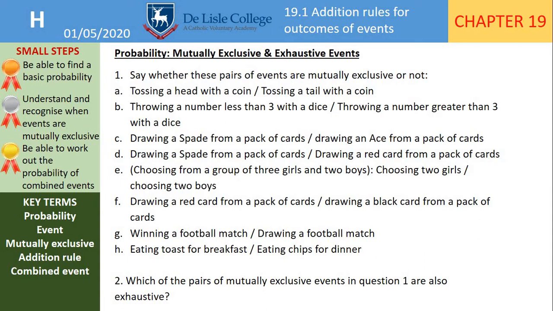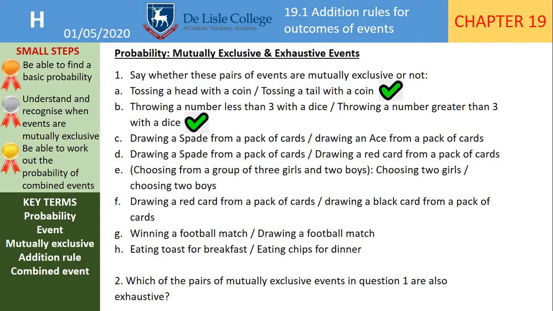So for part A, tossing a head with a coin and tossing a tail with a coin. Well, yes, these are mutually exclusive because they cannot happen at the same time when you are tossing a coin in one go. So in one go, you cannot get a head and a tail at the same time. Hence, these 2 events are mutually exclusive. Part B, throwing a number less than 3 with a dice and throwing a number greater than 3 with a dice. Again, these can't happen at the same time. The number's either less than 3 or it's greater than 3, so they are mutually exclusive.